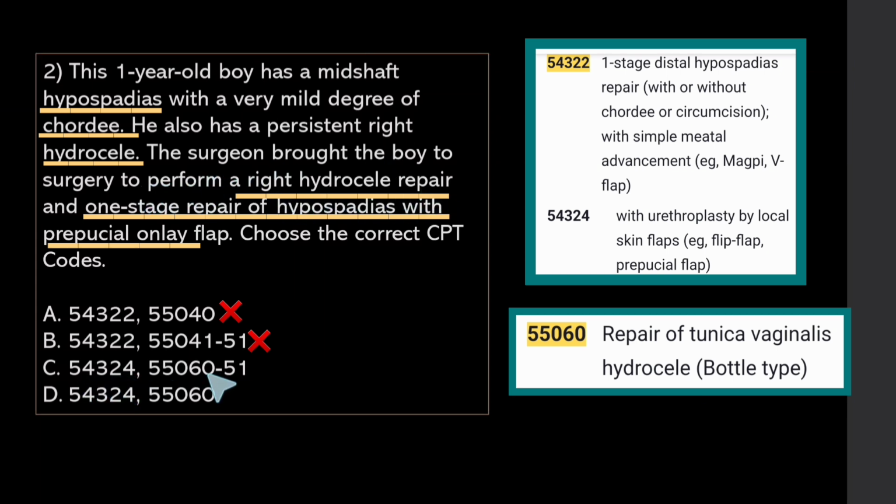In option C, they have appended modifier 51 to the code 55060. Modifier 51 is for multiple procedures. In this scenario, the surgeon performed both hydrocele repair and one-stage repair of hypospadias. So, we have to use modifier 51. Therefore, option C is right. Eliminate option D. Next question.